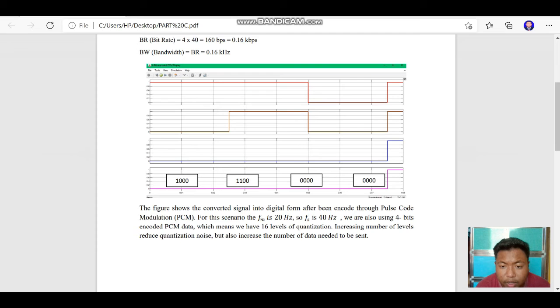So first, we go to the first waveform, where the figure shows the signal converted into digital form after being encoded through the PCM modulation. For this scenario, fm is 20 Hz, so Fs is 40 Hz based on the equation that we get from the sampling frequency above. We are also using 4-bit encoded PCM data, which means we have 16 levels of quantization. So we could prove that increasing the number of levels reduces quantization noise but also increases the amount of data needed to be sent.